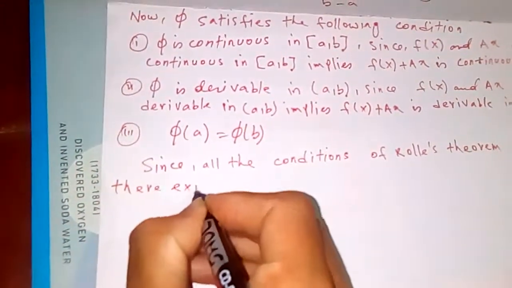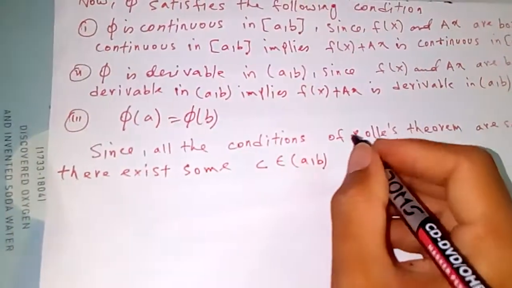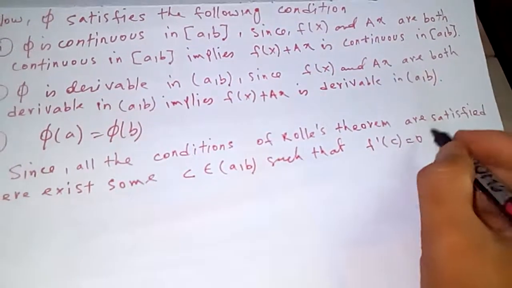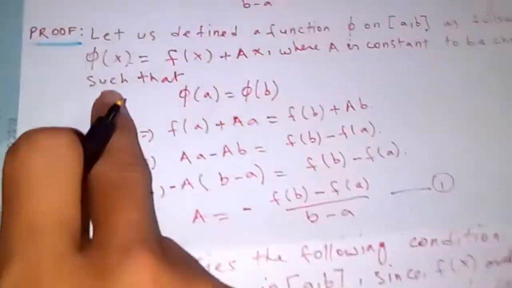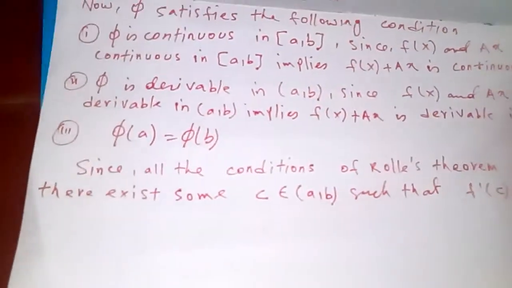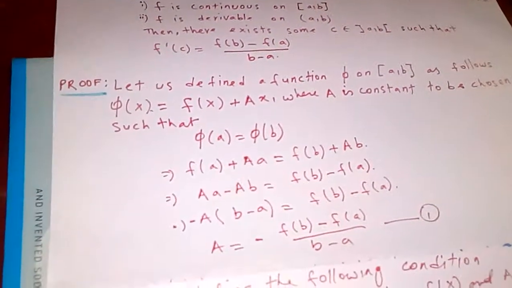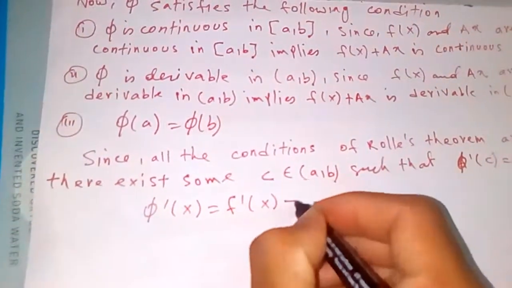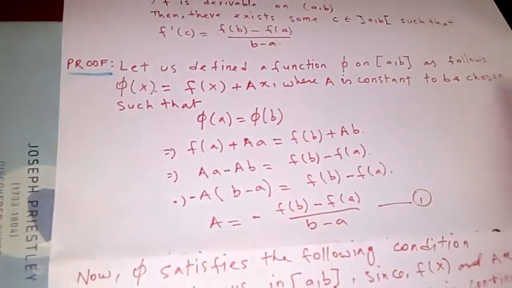and there exists some real number c which belongs to open interval (a, b). This is Rolle's theorem, such that phi prime of c is equal to 0. Now in order to get phi prime of c, we need to take the derivative of phi. So phi prime of x is equal to f prime of x plus A. That means the differentiation of phi of x, which is f of x plus A x, gives f prime of x plus A, since the differentiation of A x is just A.